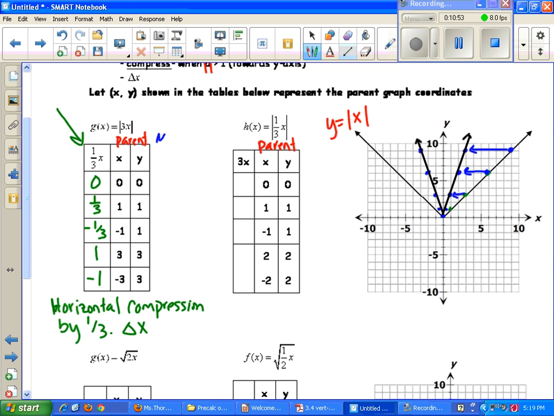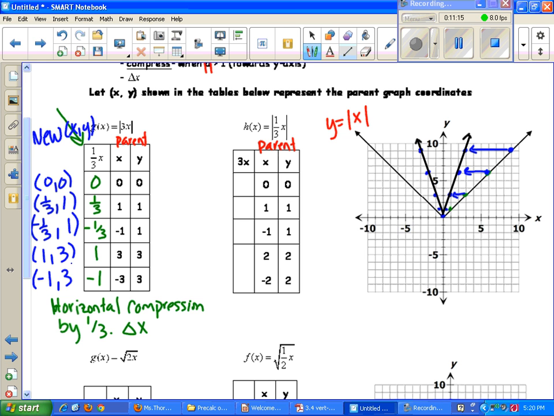So our new coordinates, which I'm actually going to write on the other side since we're changing our x values, would be the new x and y: 0, 0, 1/3, 1, negative 1/3, 1, 1 comma 3, and negative 1 comma 3. So those were our new values that we used. And again, notice that our y value stayed the same. We only changed our x value. So I'm going to put that note over here. Note: y values stay the same. Change x only, since we're only doing horizontal stretches and compressions right now.